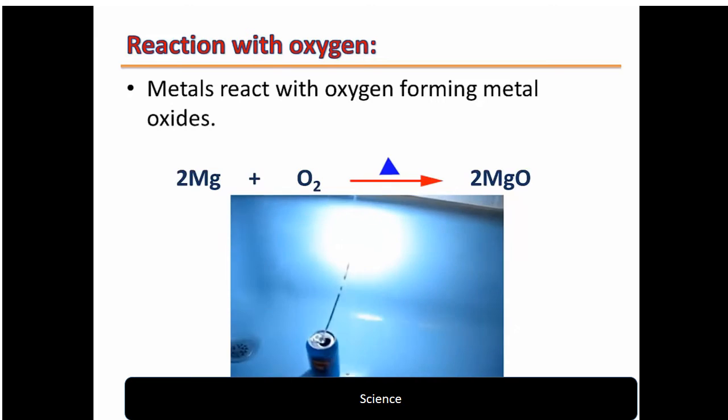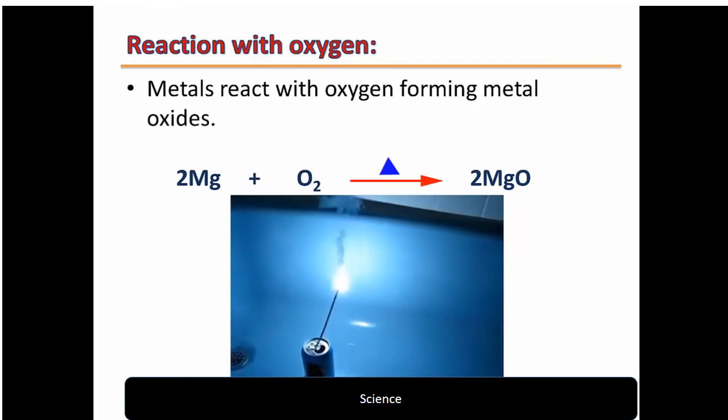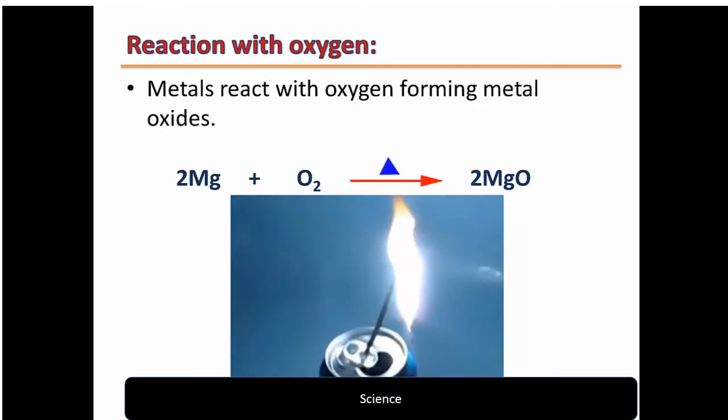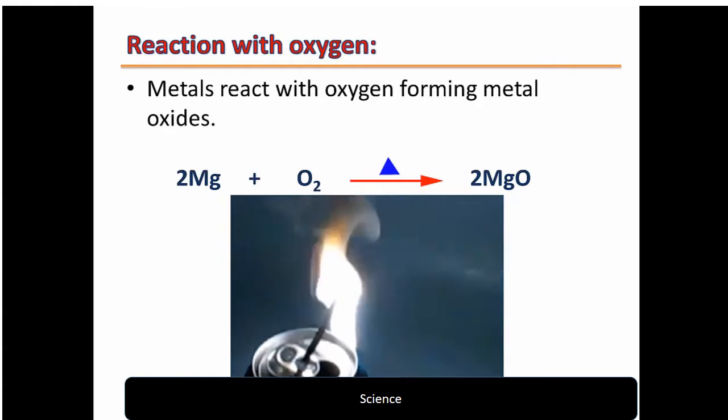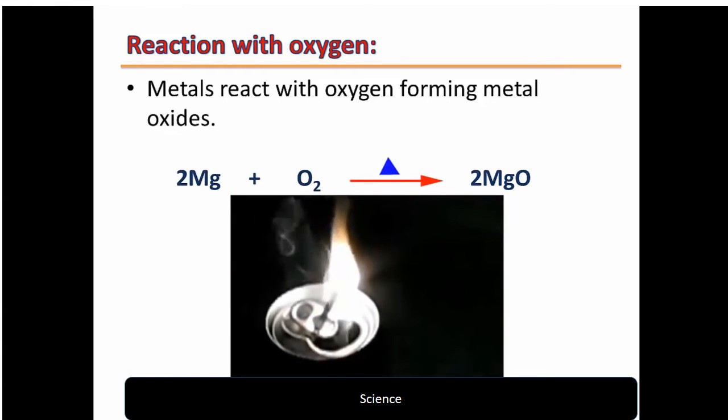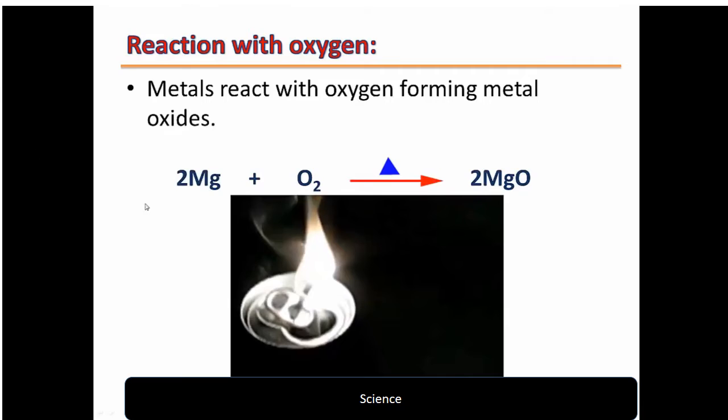Metals react with oxygen, forming metal oxides. For example, the reaction of magnesium with oxygen, as you can see in this video, a white powder is formed which is magnesium oxide. The chemical equation for this reaction is 2Mg plus O2, heating, it will give 2MgO.